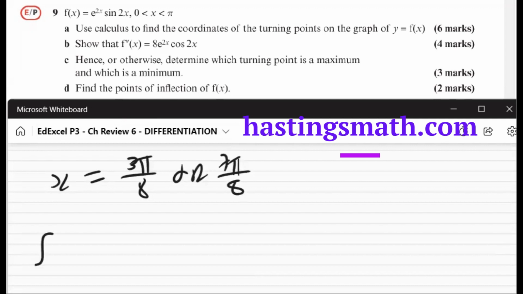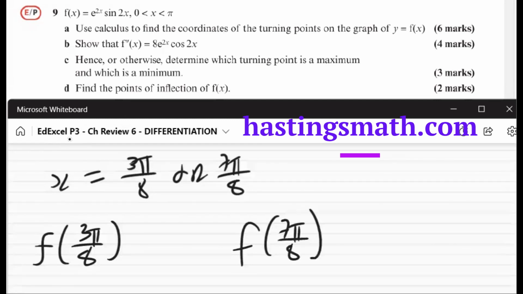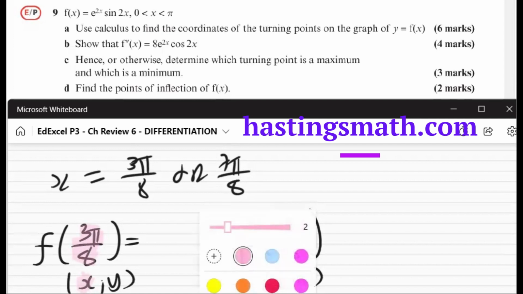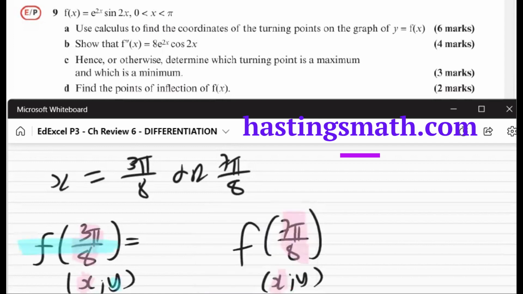And we have to sub these back into the original equation. So we find f of 3 pi over 8, and we find f of 7 pi over 8, and simplify and solve. So our y will end up being, this is for our y. We're getting some sort of xy point where our x is this in each case, and the whole thing is the y.